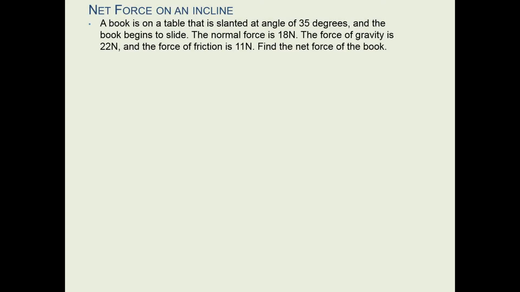In this video we are going to find the net force of an object, specifically on an incline. Let's begin by reading the problem. A book is on a table that is slanted at an angle of 35 degrees, and the book begins to slide. The normal force is 18 newtons, the force of gravity is 22 newtons, and the force of friction is 11 newtons. Find the net force of the book.